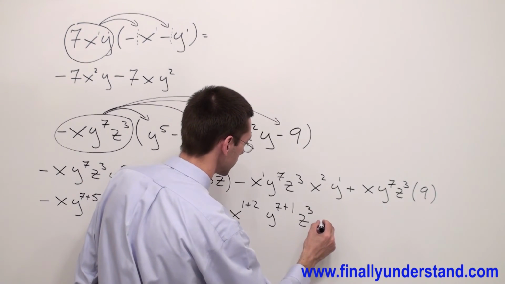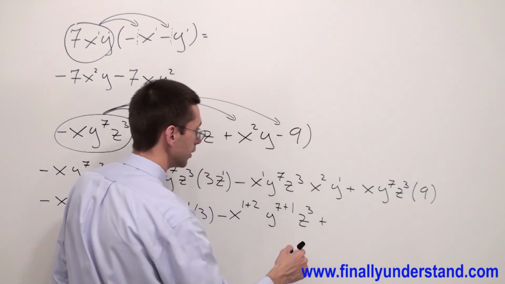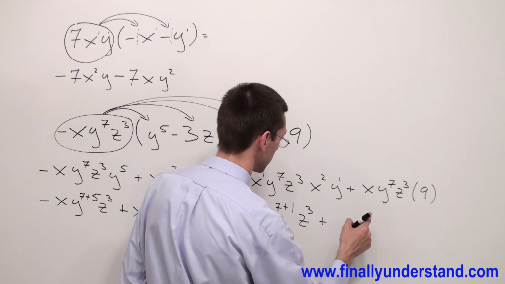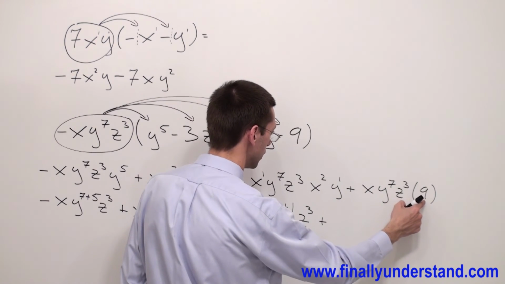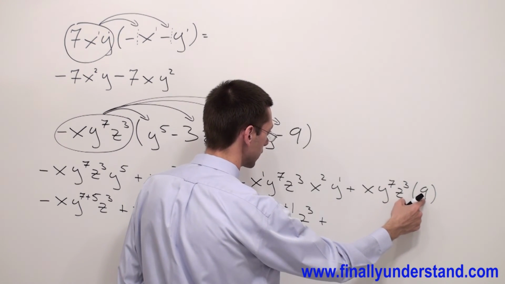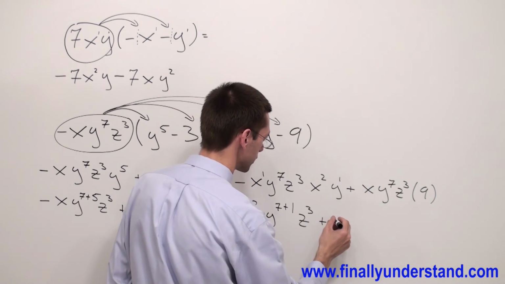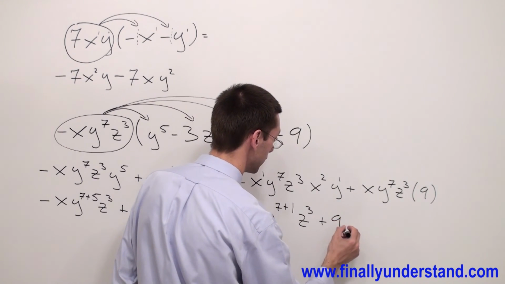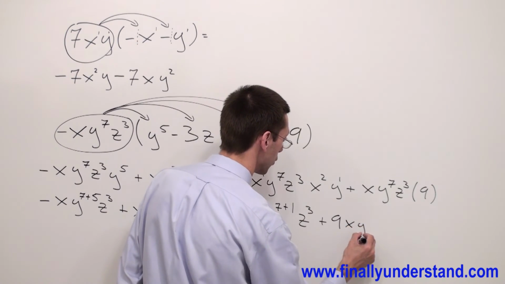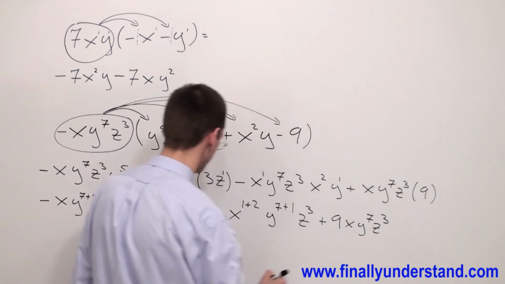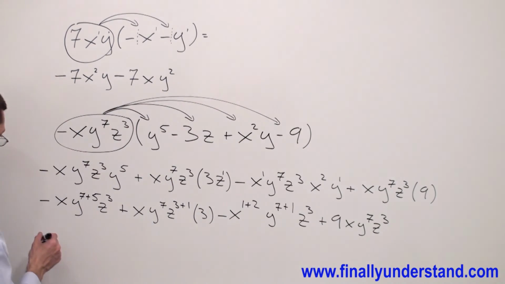Okay, plus, in this case, I'm supposed to just copy everything down. But anytime you write your answer, make sure that the number is always in front of the variables. That's why I'm going to write 9x y to the 7 z to the third.